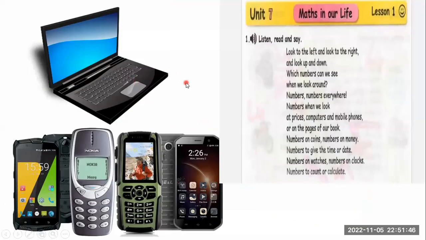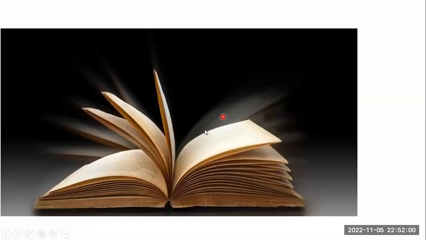Okay. Numbers on computers and mobile phones. This is a computer. It needs numbers. And these are mobiles. Numbers on the page of our book. This is the page of our books. Our lesson today is on page 49 in the Smile book.